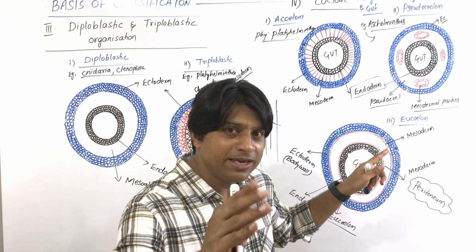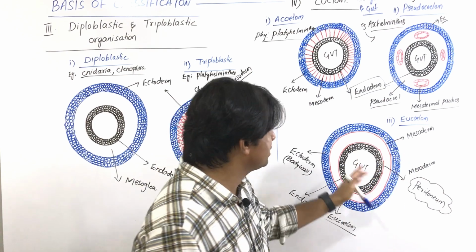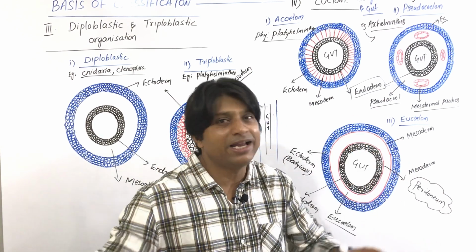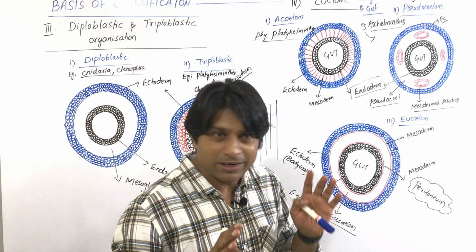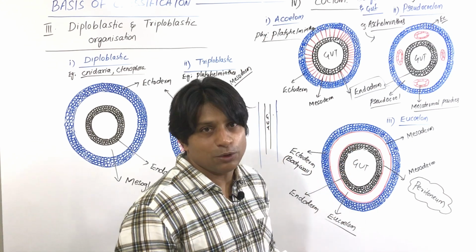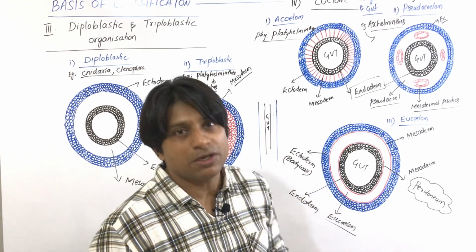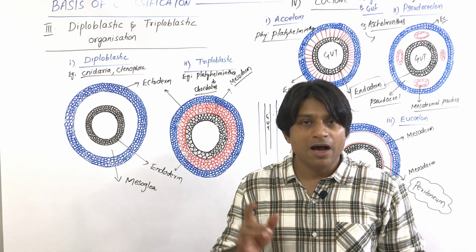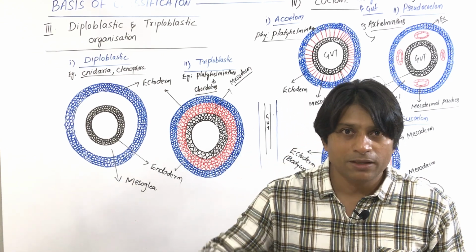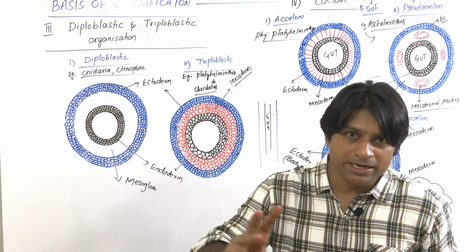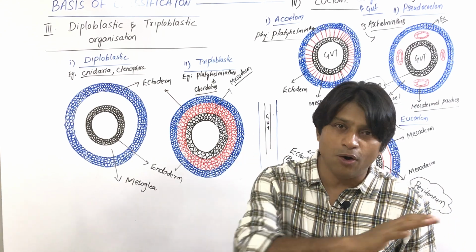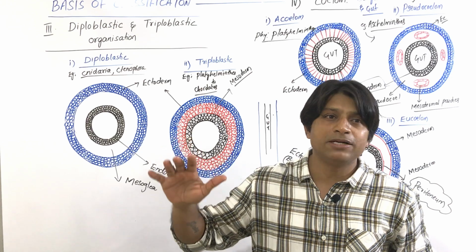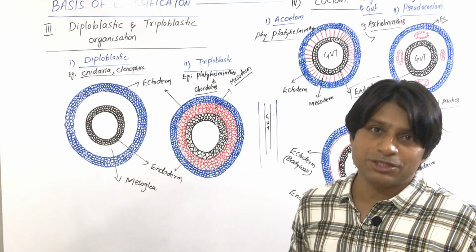But whereas this is the true body cavity or a true coelom. So a true body cavity is a coelom which is lined by mesoderm on both sides. Right? So this is what you call eucoelom. Now eucoelomates are annelids, arthropoda, mollusca, echinodermata, hemichordata, chordates. All these are true coelomates. We call them eucoelomates.